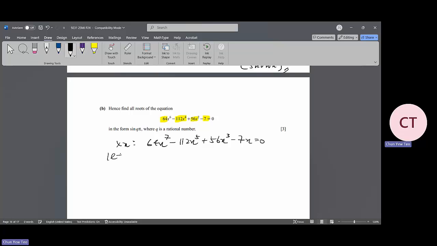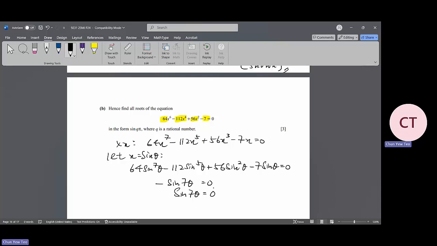So we let our x is equals to the sine theta. So you get 64 sine power 7 theta minus the 112 sine power 5 theta plus the 56 sine cubed theta minus the 7 sine theta equal to 0. So it will be negative sine 7 theta equal to 0. That means your sine 7 theta is equal to 0.